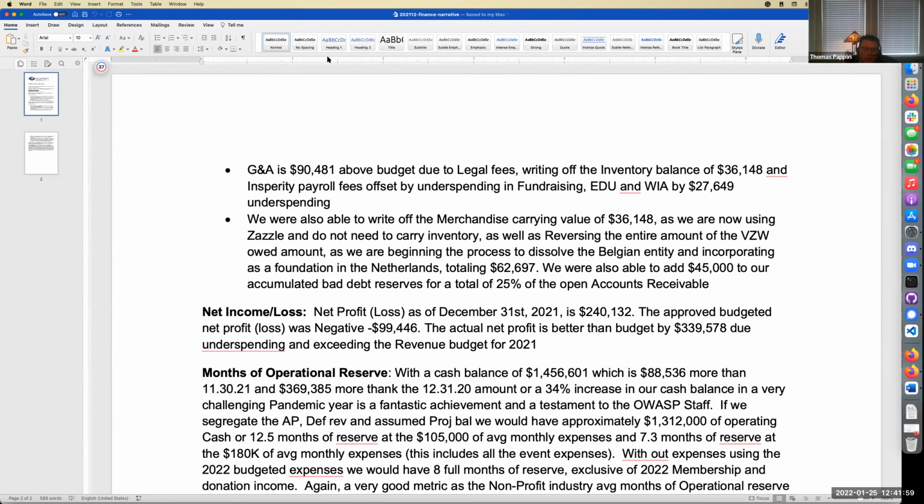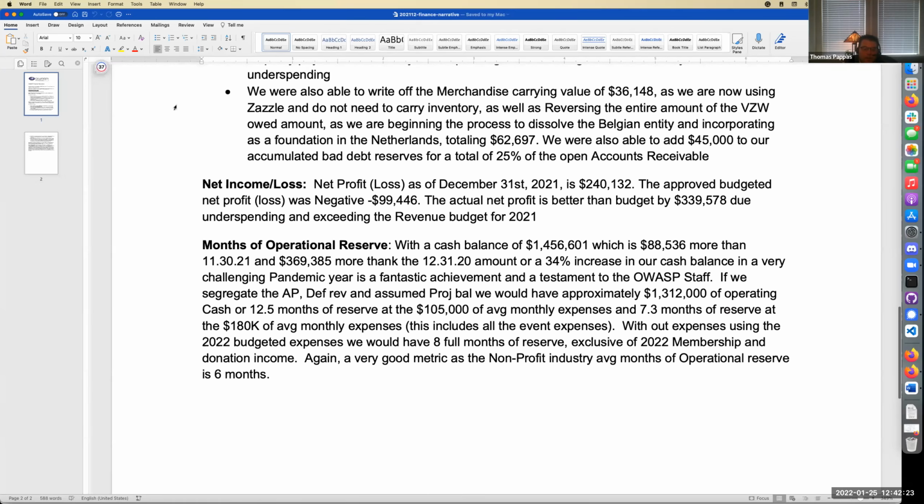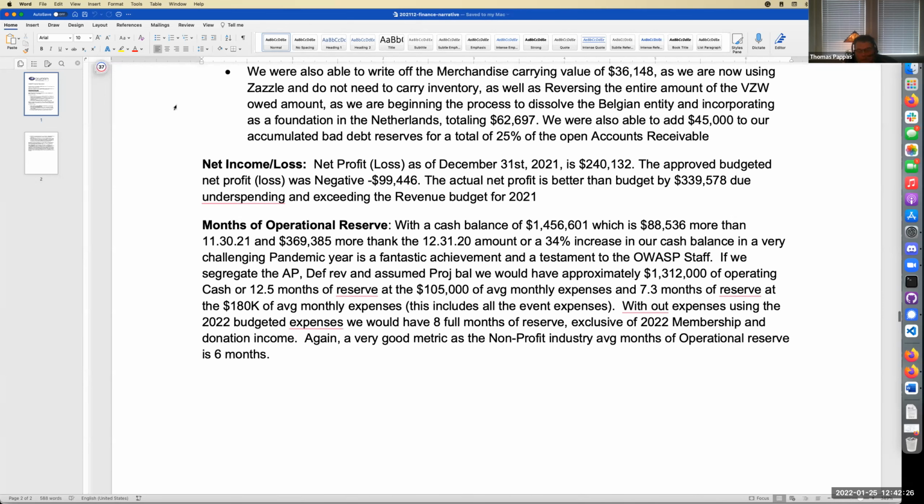We were also able to, when we dissolve the European entity and move it to the Netherlands, make sure it won't have an amount that's owed to the US. We were able to write that off, as well as increasing our bad debt on the off chance that in 2022 and beyond, we have any items that have to be written off. We now have 25% of the December AR balance reserved for that. Again, all very good things that are setting us up for a good year in 2022.